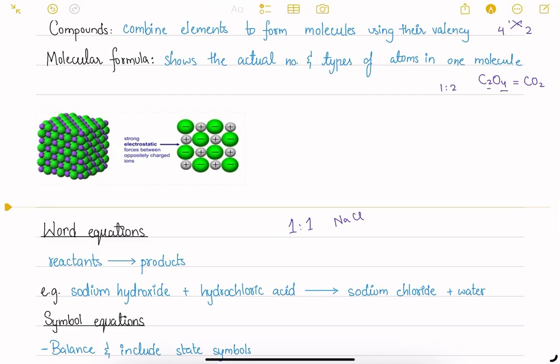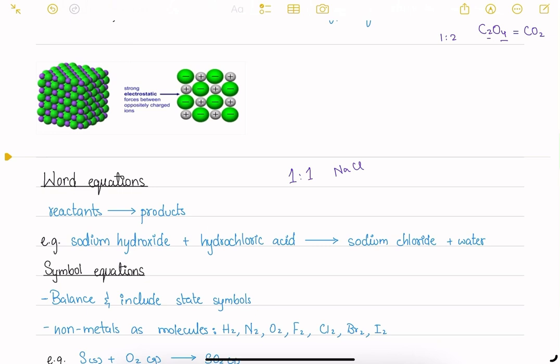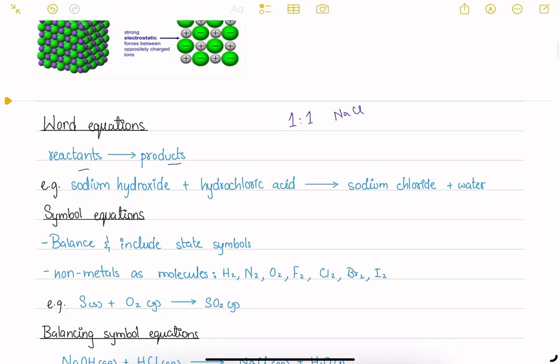Okay, now we have word equations. We construct word equations in which we have the reactants and products. We write the full chemical names of the reactants and products when we are writing a word equation. The reactants are the substances on the left hand side and the products are on the right hand side. So here we have an example, sodium hydroxide plus hydrochloric acid.